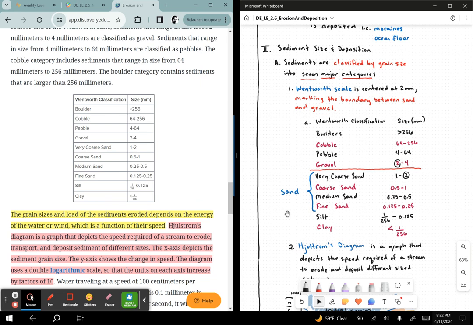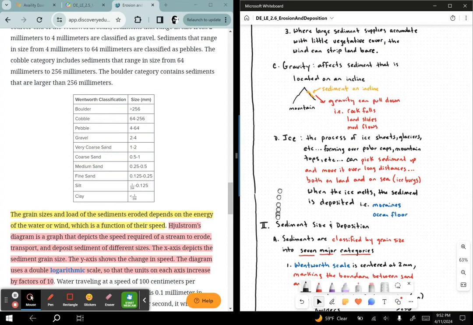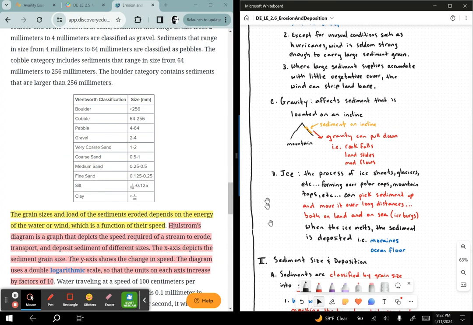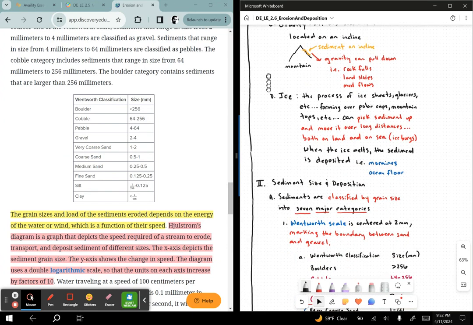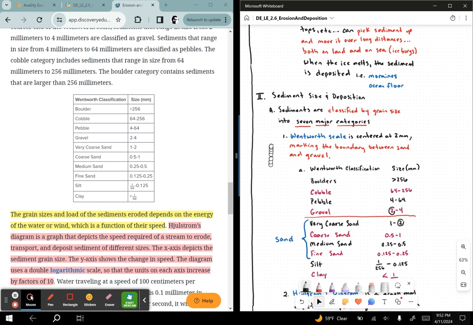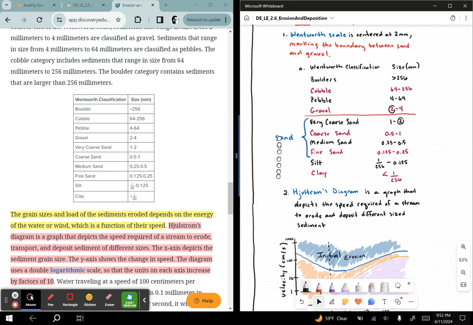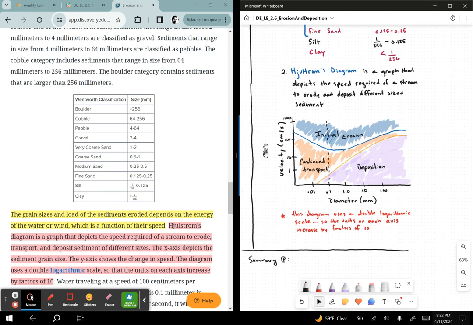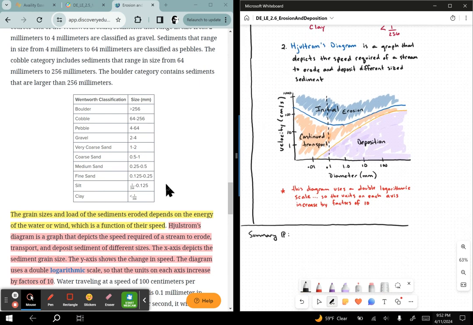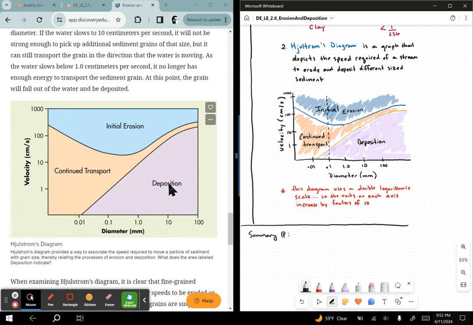Okay, so again, Roman numeral 1, we were talking about the agents, things that can actually move your sediment. And in Roman numeral 2, now we're actually talking about the sediment itself. How do we classify this stuff? Okay. The last thing that you're going to cover in your text here, and remember, my notes are not a substitute for reading the text. You really should be reading the text, okay?